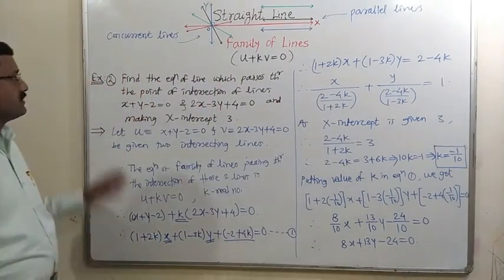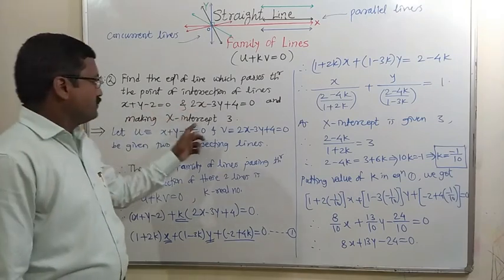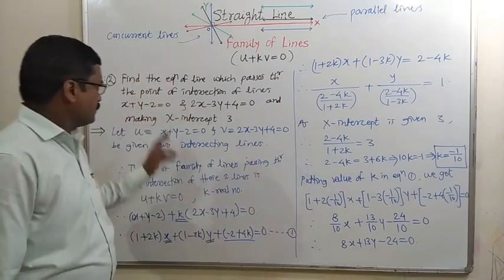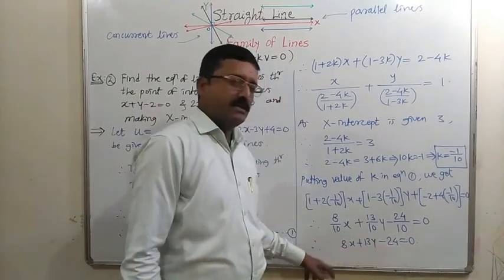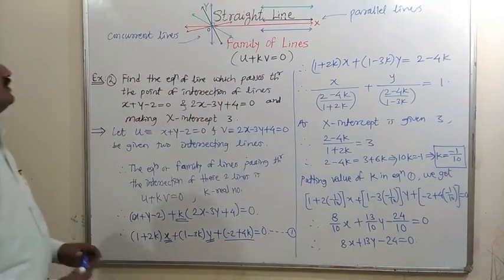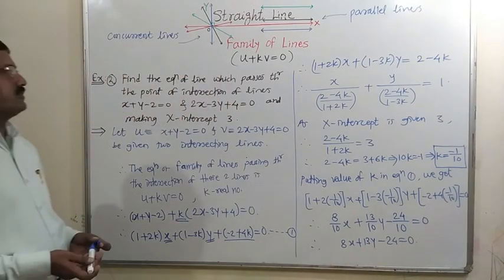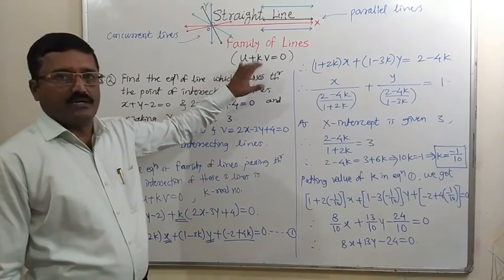And that is the equation of the required line which passes through the intersection of these two lines and whose x-intercept is 3. The x-intercept will be 24 upon 8, that is 3, and that is correct. So this is the way to solve such examples using the equation of a family of lines.